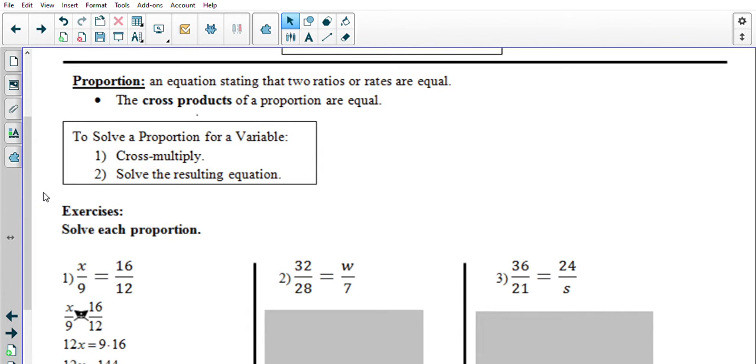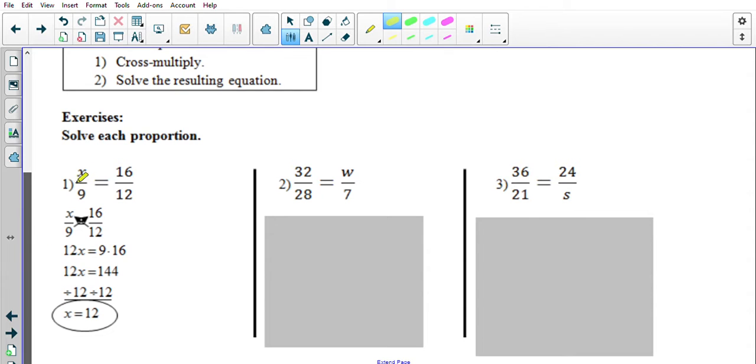So what we need to recognize is that the cross products of a proportion are equal. So a proportion is two fractions set equal to each other, and if we cross multiply, those cross products will be equal. So if you want to solve a proportion for a specific variable or unknown, you're going to cross multiply and then solve the resulting equation.